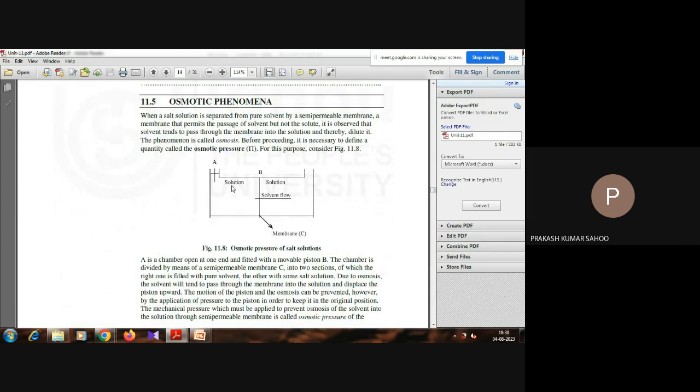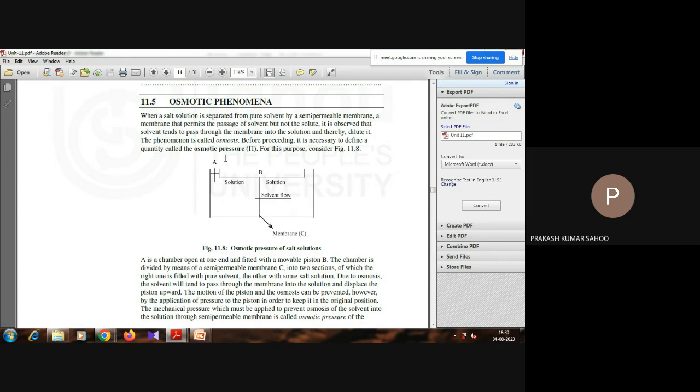Then in osmosis, what happens? There is movement of solvent particles from solvent to solution side. So here, that is from a lower concentration to a higher concentration. The movement of the solvent particle is known as osmosis. If this process gets reversed, this is known as reverse osmosis, where the movement of solvent particle occurs from higher concentration to lower concentration. That is from solution side to solvent side, and through a semi-permeable membrane.